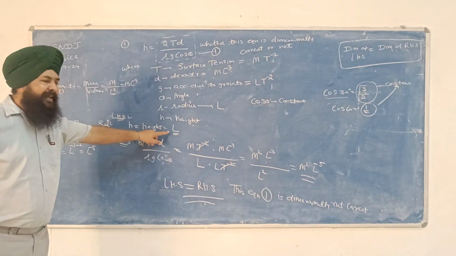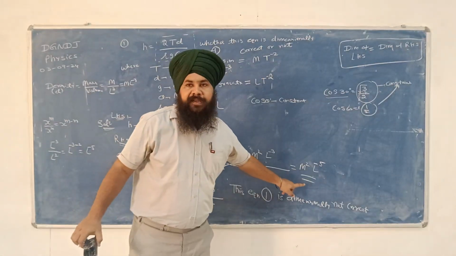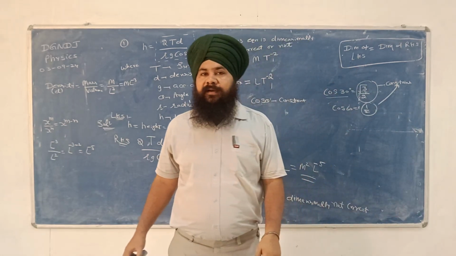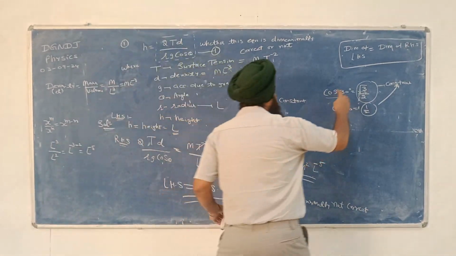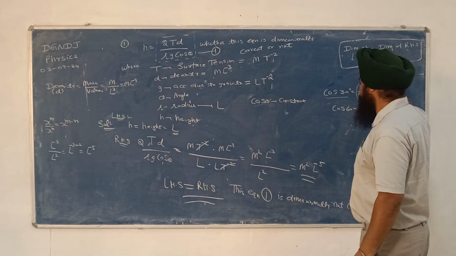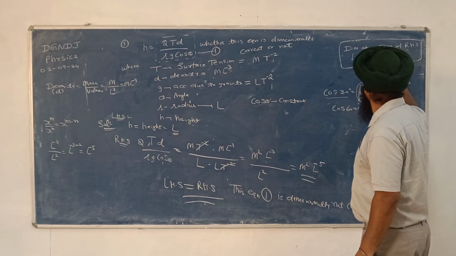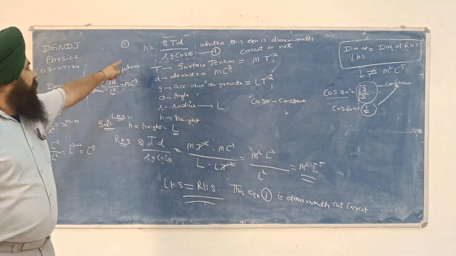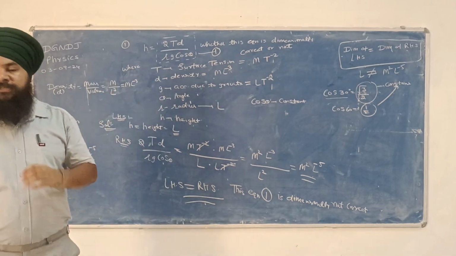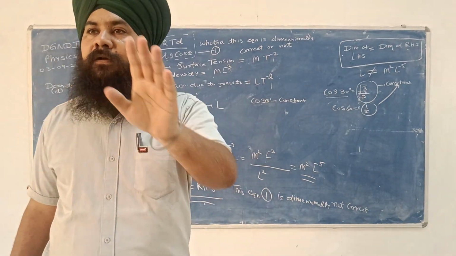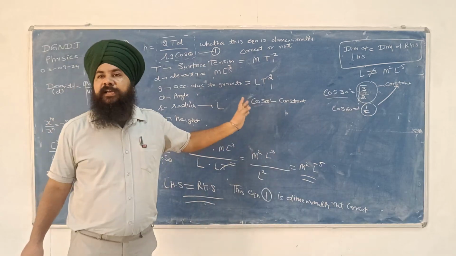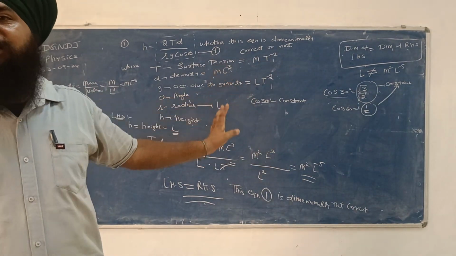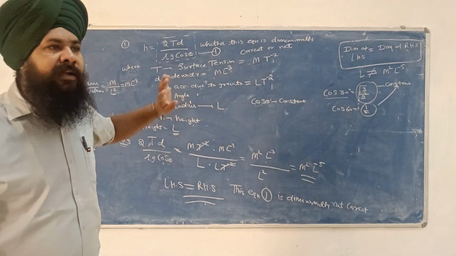देखो, LHS है, लेफ्ट हैंड साइड है L, राइट हैंड साइड का है M square L minus 5. इसका मतलब ये इसको सेटिस्फाई नहीं कर रही, इस क्वेश्चन को सेटिस्फाई नहीं कर रही। Okay, I need to say L is not equal to M square L minus 5. So according to the principle of homogeneity, this equation is dimensionally not correct. This equation is not feasible. This equation is not possible. ठीक है, ये इक्वेशन पॉसिबल नहीं है, इसका मतलब ये इक्वेशन गलत है. This equation is dimensionally not correct.